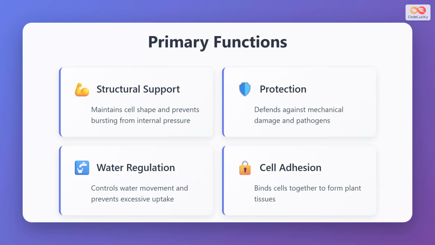The cell wall performs four critical functions. It provides structural support by maintaining cell shape and preventing the cell from bursting due to internal water pressure. It offers protection by defending against mechanical damage and harmful pathogens. It regulates water movement by controlling water uptake and preventing the cell from absorbing too much water. Finally, it enables cell adhesion by binding cells together to form organized plant tissues.